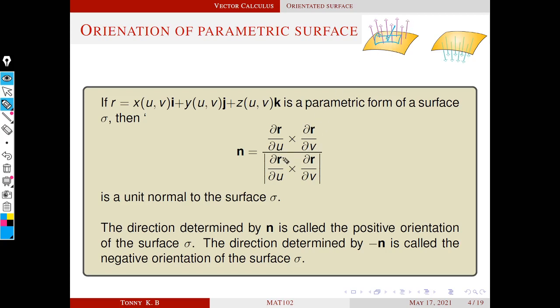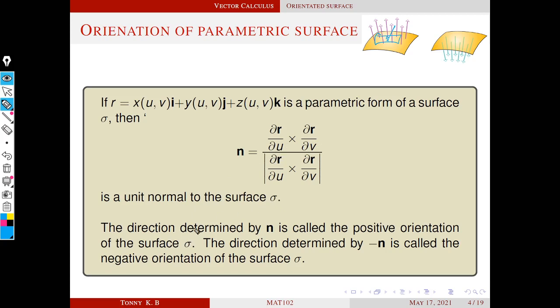So dividing by the modulus of this vector gives a unit vector. The direction is the same, we only scale the vector. So now this n is a unit vector and it is normal to the surface, either in the upward direction or the downward direction depending on the surface. Anyway, this n is a unit normal to the surface sigma. I'm not going into the proof of these things.